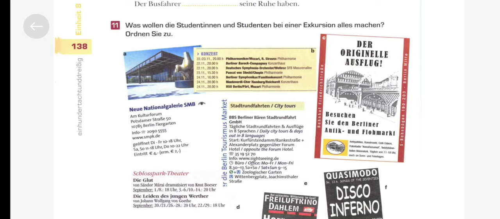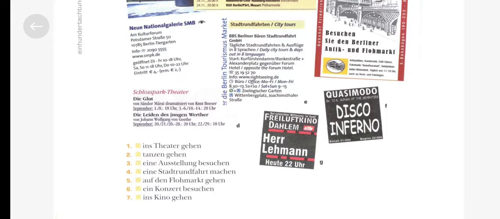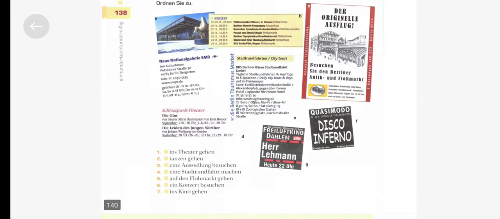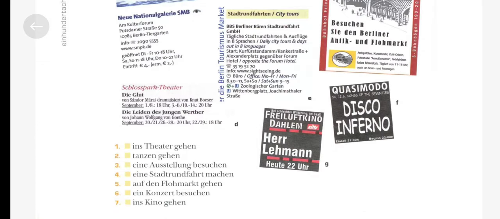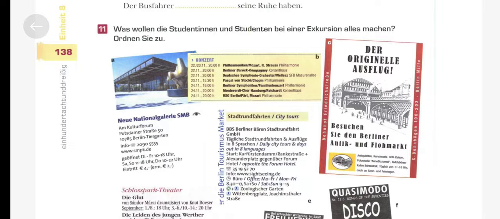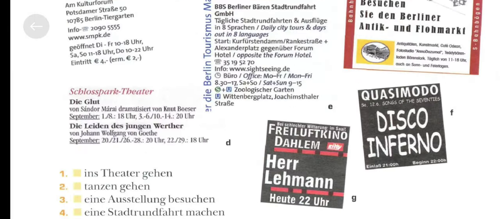Next is, was wollen die Studentinnen und Studenten bei einer Exkursion alles machen? What do the students want to do on the excursion? You have to order it. According to this, they want ins Theater gehen. Where is the picture of the theater? We have to find out. Ins Theater gehen, so this one matches with D1.